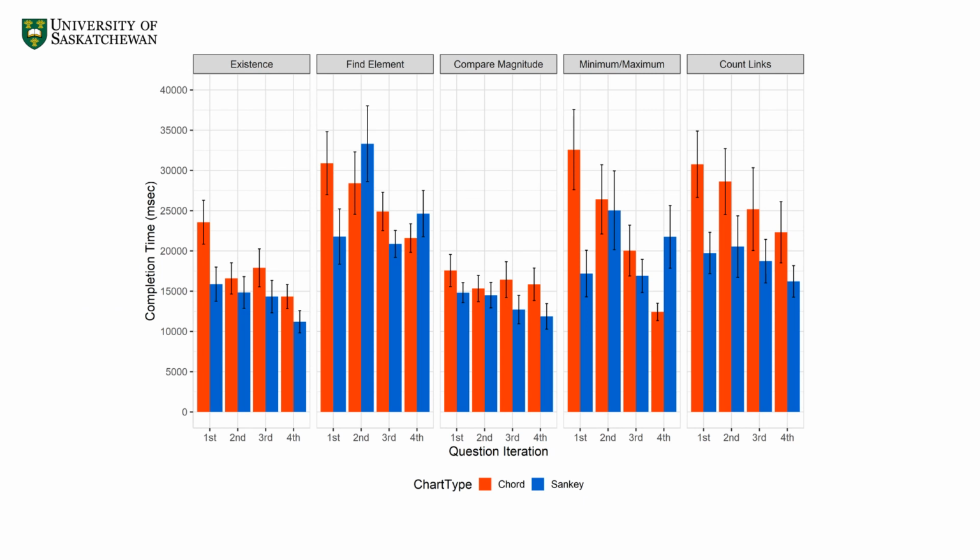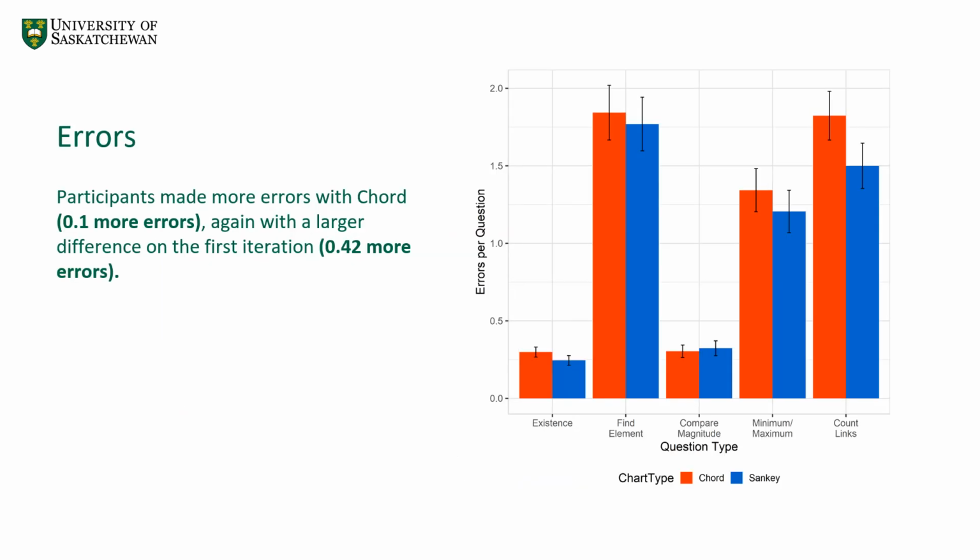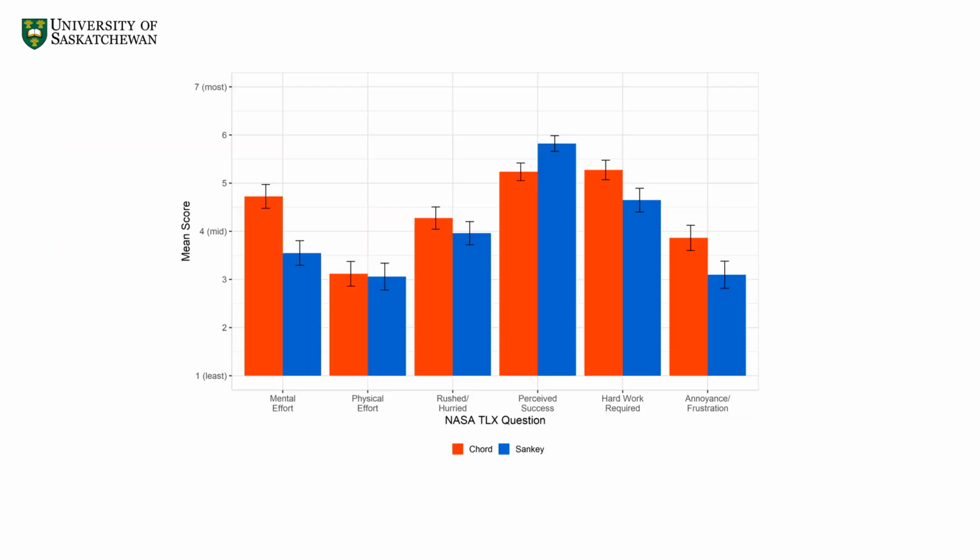And we found that participants improved as they gained more experience with the visualization, but there were clear significant differences between the visualizations, with chord substantially slower on the first question iteration than on the later ones. The second result we measured was errors, and across all the trials, Chord had more errors per question than Sankey, and additionally, there was also a significant difference in errors on the first iteration.